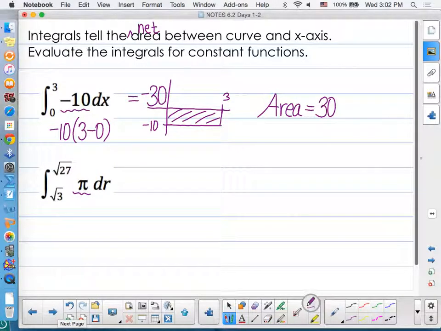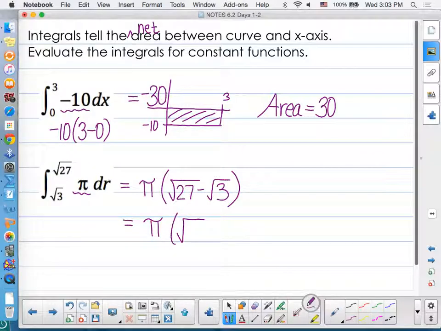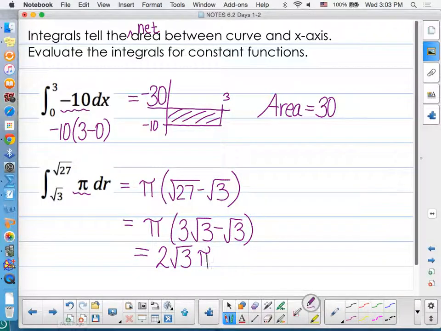This is your rate, your constant rate of pi. So that same rule for finding the value of the integral, constant times the difference in my interval. Okay, so we're looking at pi times square root of 27, which can be simplified. So we're looking at 3 square roots of 3. So the value for this one, pi is completely a positive function, so this should be positive to begin with. 3 square roots of 3 pi.